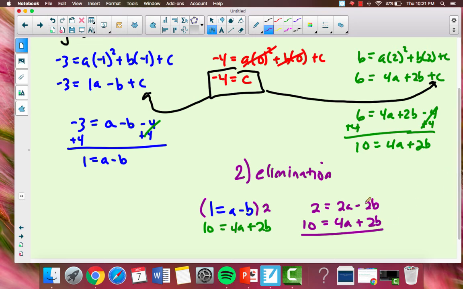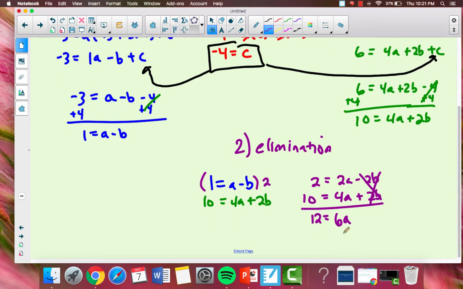So notice my b's are going to cancel because negative 2 plus positive 2 goes away. And I'm left with 2 plus 10, that's 12. And then 2a plus 4a is 6a. And now this is a nice little equation that I can divide both sides by 6. And I get that my a is equal to 2. So now I have one of my other variables solved for.